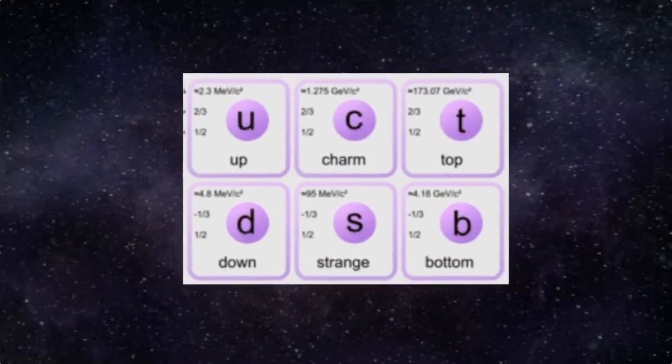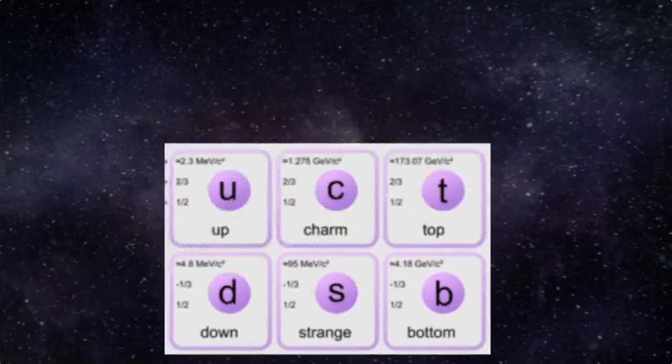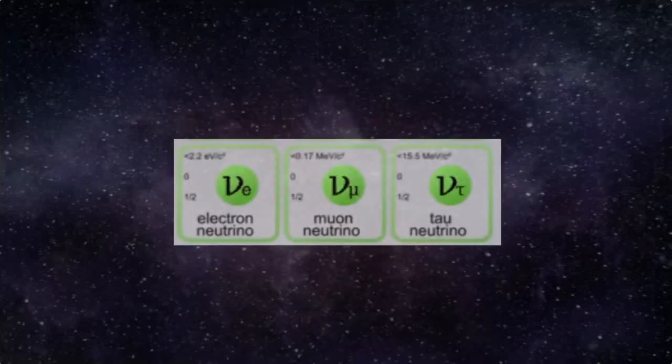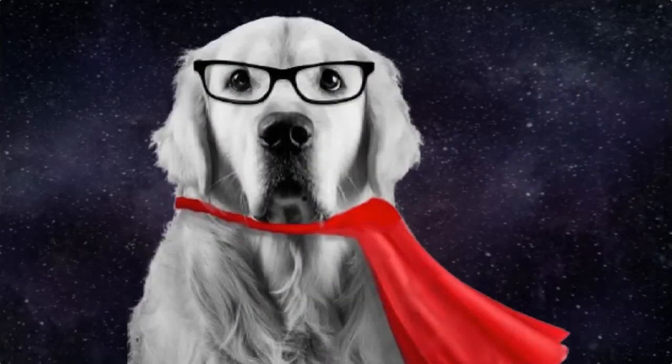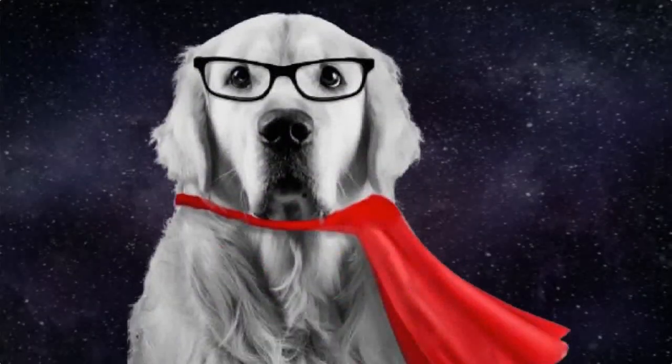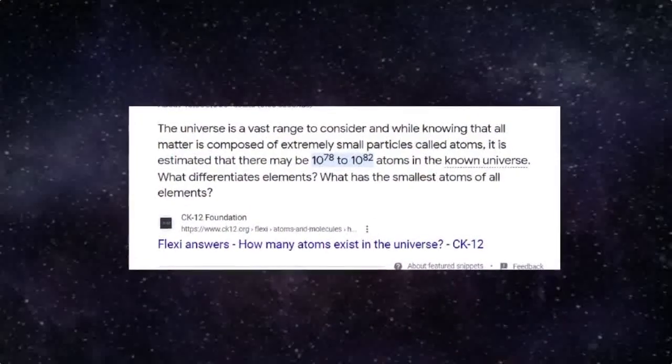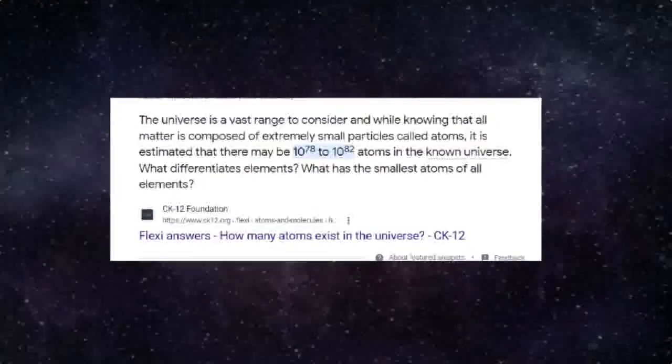There are a total of 17 fundamental particles. These include the 6 quark types, electrons, muons, taus, and their 3 neutrino variants, gluons, photons, Z bosons, W bosons, and the Higgs boson. So, let's start by finding out the total number of protons, neutrons, and electrons in the universe. We already know that there are around 10 to the 80th power of atoms in the universe.